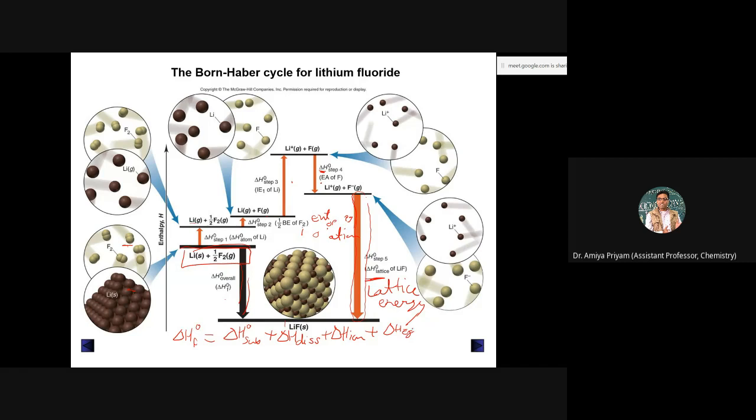Electron gain is a better term. Electron affinity is a different term, which you won't know if you are not reading the right book. So electron gain, and then plus the last term, delta H naught lattice. So all these three are positive terms.